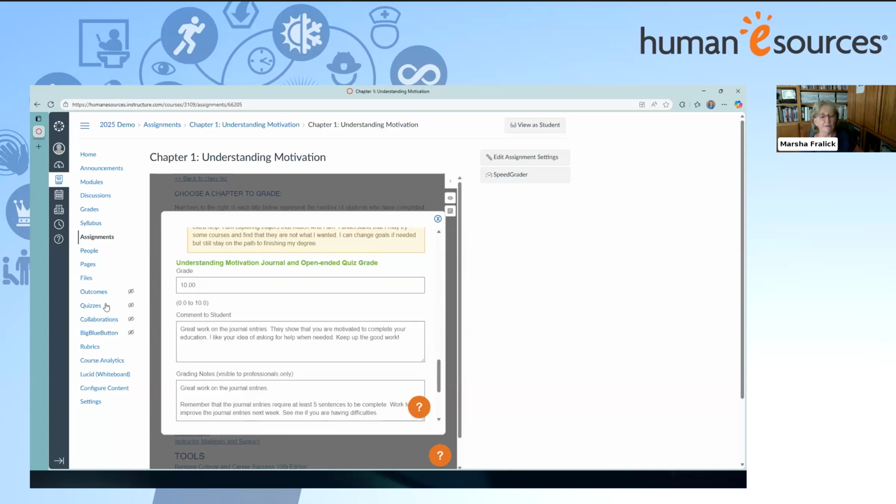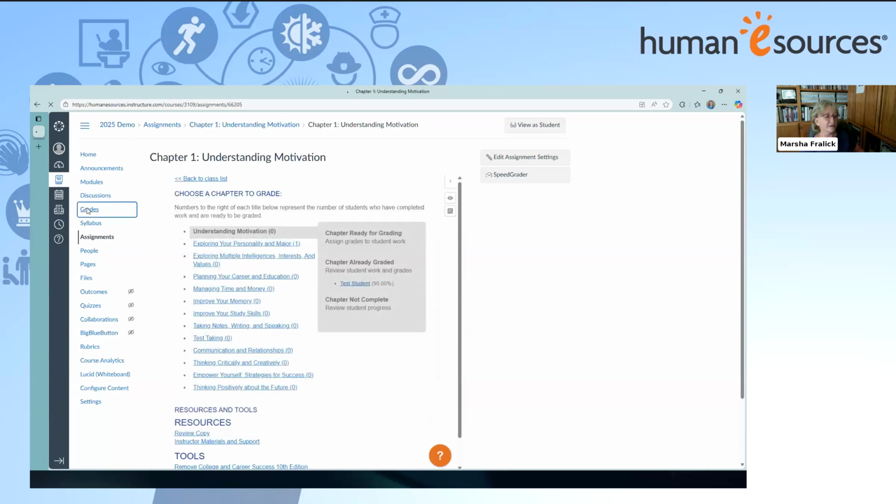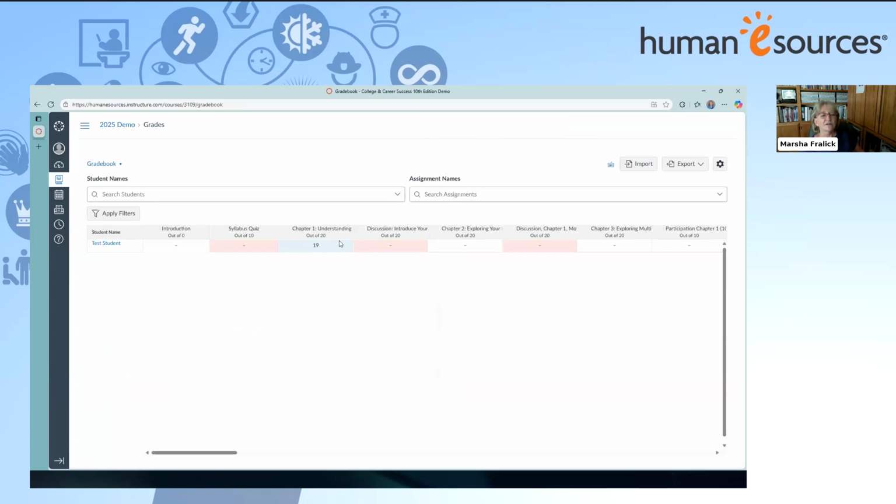And then once I save and close this, then it goes to the grade book. The grade for the chapter is comprised of 50% on the quiz, 50% on the journal entries, and then that is placed in my grade book. So if I go over here under grades, my grade book, here's the chapter 1. I've graded this test student, and this score is placed here. So 9 points, the student received 9 out of 10 on the quiz, 10 out of 10 on the journal entries. So they have 19 points for chapter 1.